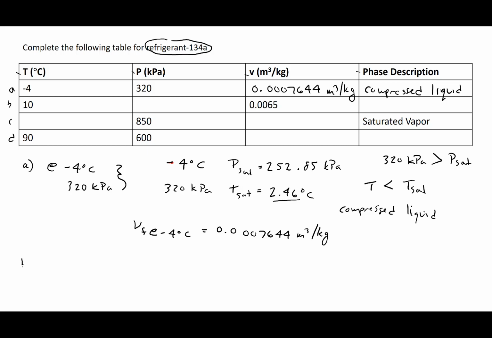All right, so now let's do B. For B, we still have refrigerant 134A, and it says that it's at 10 degrees Celsius, and it gives us the specific volume. So what we need to do is look up the specific volume for saturated liquid and saturated vapor at 10 degrees Celsius so we can determine what our phase is, because in order to look up the pressure, we need to determine if we have a compressed liquid, a saturated mixture, or a superheated vapor. So let's go back to our table.